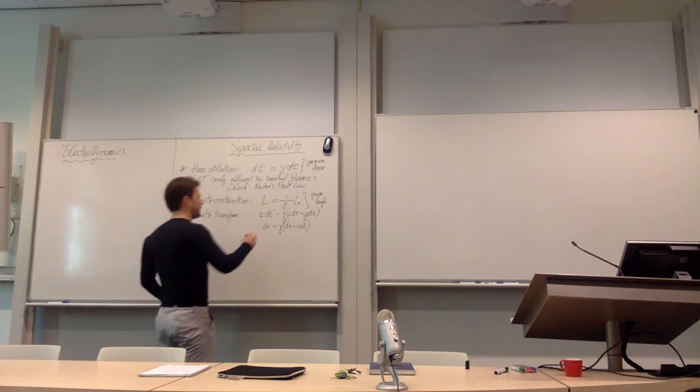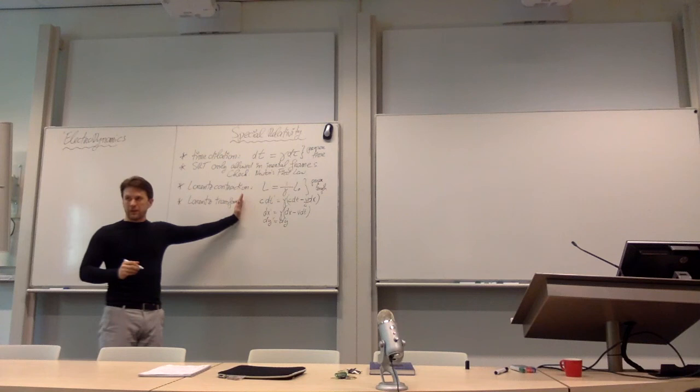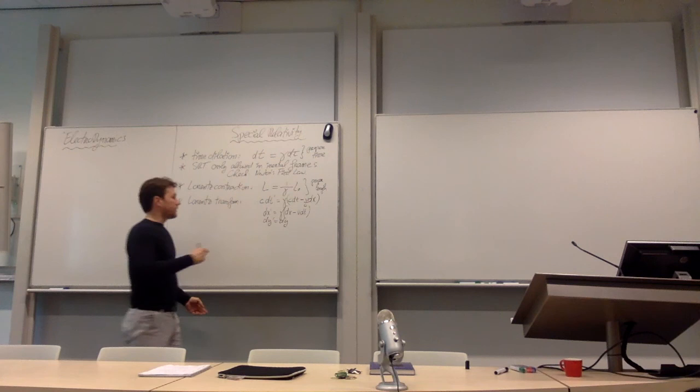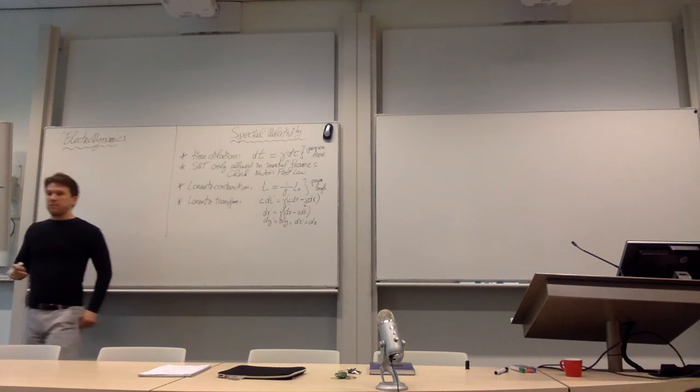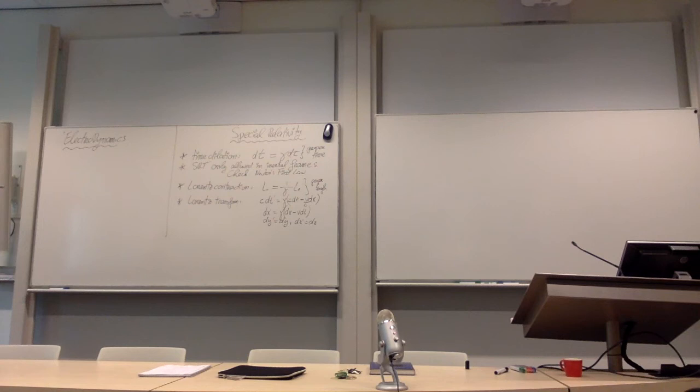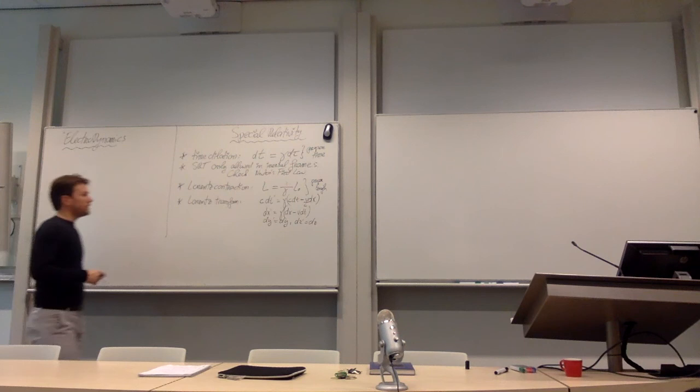Now, an important point here is that this only holds, the way that I write it down now, at the moment that the two observers are moving with respect to each other in x direction. And as a result, the z's and the y's stay the same. So the distance in y direction of the two events is the same for both observers, even though they're moving with respect to each other.